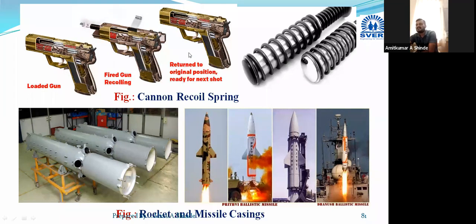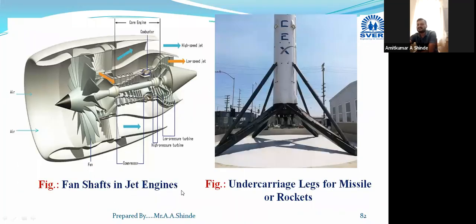And again, repeating the same operation, then a rocket missile casing, fan shafts in the jet engines, and undercarriage legs for missiles or rockets. Some parts I have collected with pictures so that you will easily remember the specific applications. Okay, so this is the maraging steel.